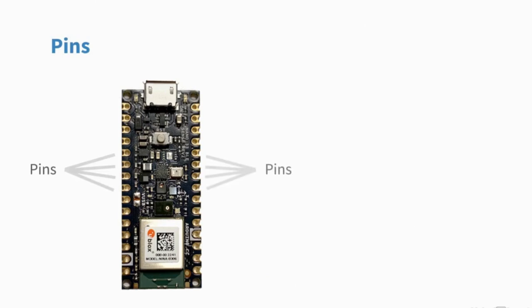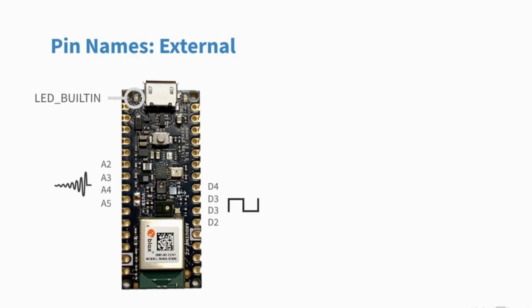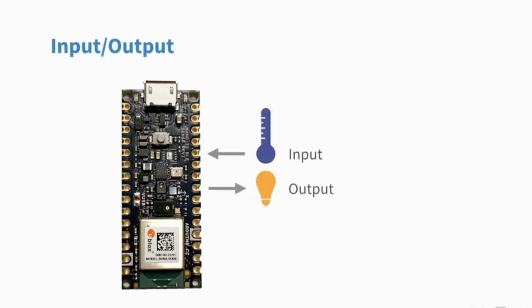The microcontroller's connections are called pins. Some of these pins are connected to pads on the edge of the development board so they can be attached to external circuits. Other pins are connected to onboard circuits, like the built-in LED. And pins have names you can use to refer to them in a program. Finally, pins can be either input or output. As an input, a pin might allow the microcontroller to get data from a sensor. As an output, a pin might turn an LED light on or off.